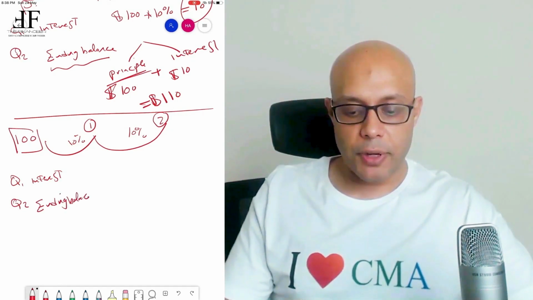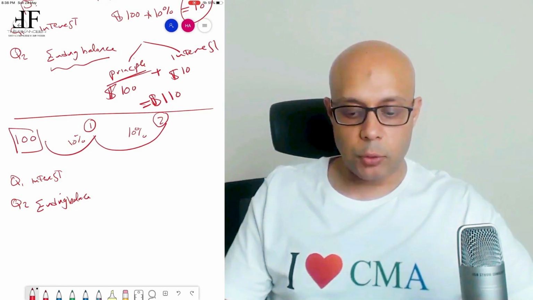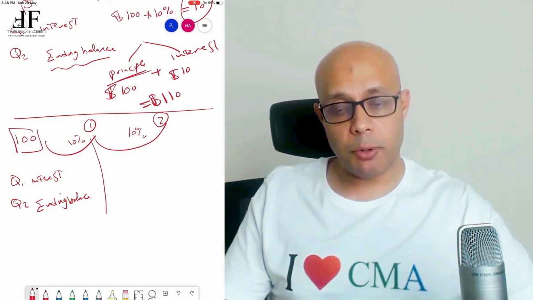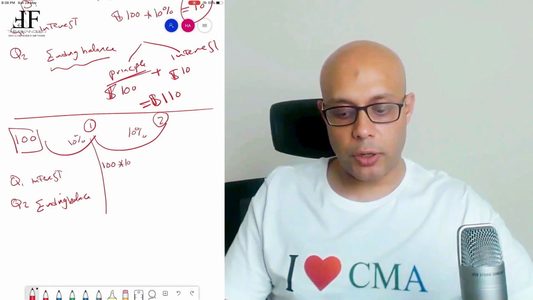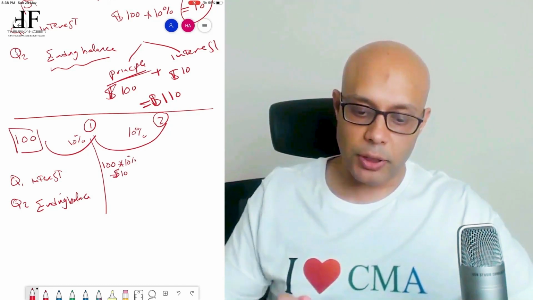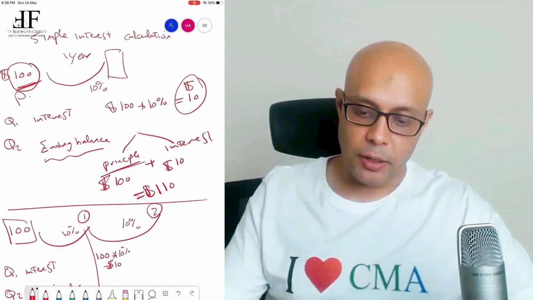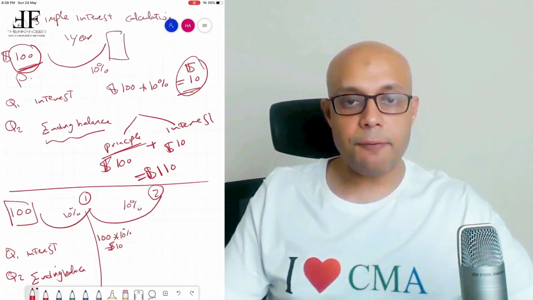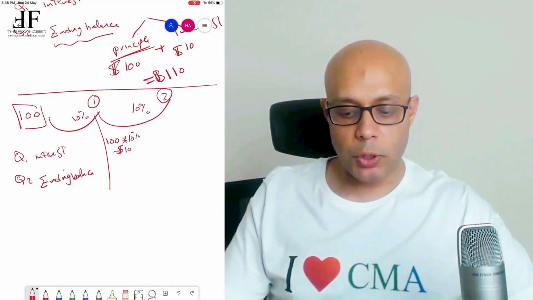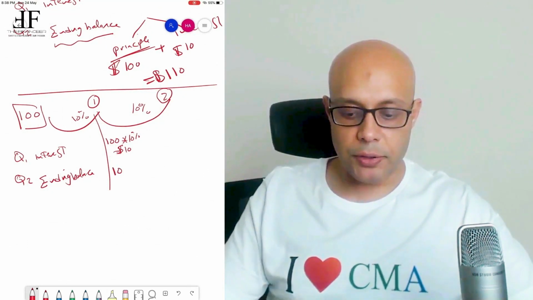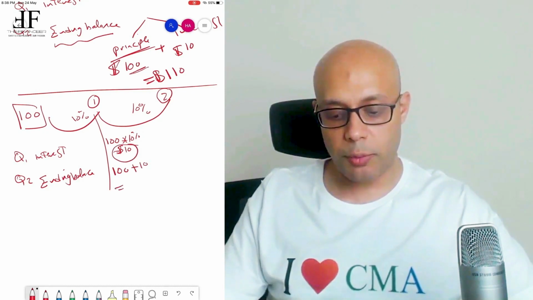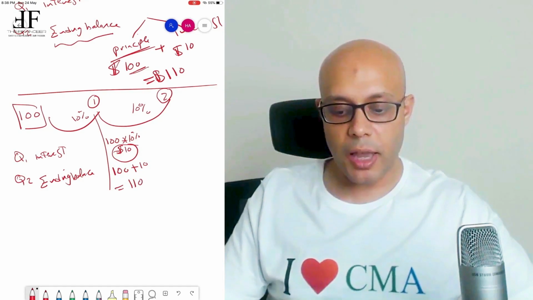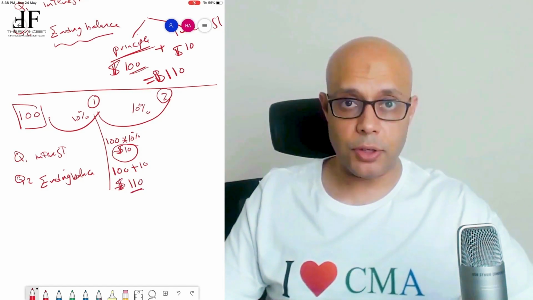Regarding the interest in the first year, it will be the same. How much initial amount did we deposit? It's $100 times the 10%, equal to $10. This is our interest, exactly like what we calculated before. When it comes to the ending balance in the first year, it will be the principal plus the interest that we have just earned, which is 10. So the ending balance at the end of the first year will be $110.